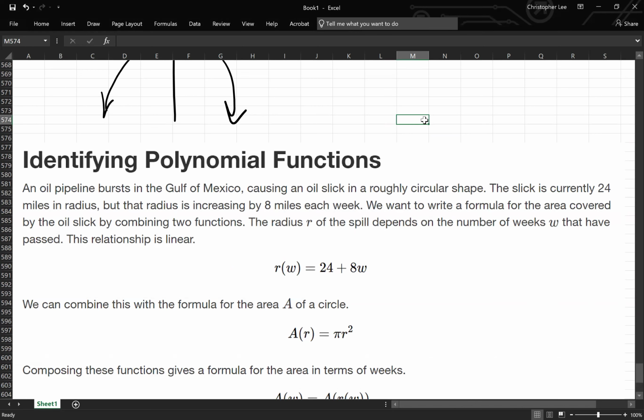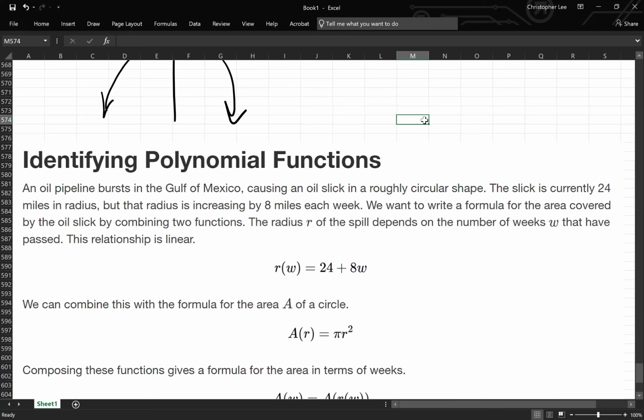And now we're going to do identifying power functions. As oil pipelines burst in the Gulf of Mexico, causing an oil slick in a roughly circular shape, the slick is currently 24 miles in radius. Yikes. But that radius is increasing by 8 miles each week.